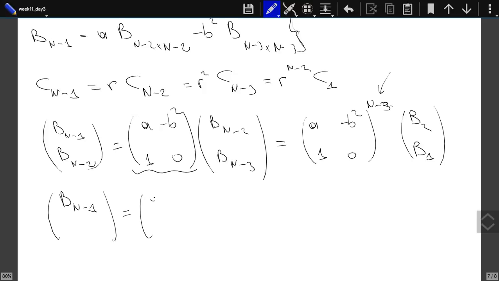This is equal to the matrix with A, minus B, B, 0, and Bn minus 2, B, Bn minus 3. Let's see, the first line is again my equation. Bn minus 1 is equal to A times Bn minus 2 minus B squared Bn minus 3. That's the equation I want. The second line is just B times Bn minus 2 is equal to B times Bn minus 2. But now the matrix is antisymmetrical. That will be easier to deal with.